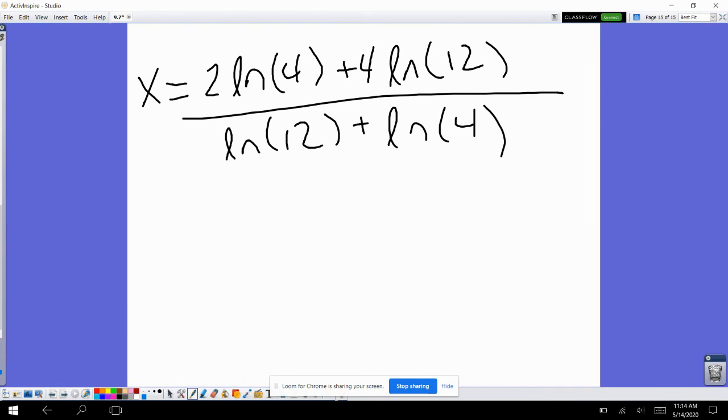Again, if you want an approximate answer, plug it into your calculator. Make sure both your numerator and denominator end up in parentheses. Otherwise, you're going to get an incorrect answer. So just make sure you do that properly. When you do that, you should get x is about 3.2838 for your approximation.